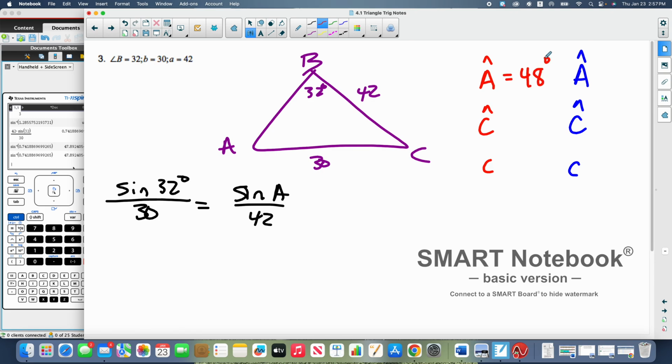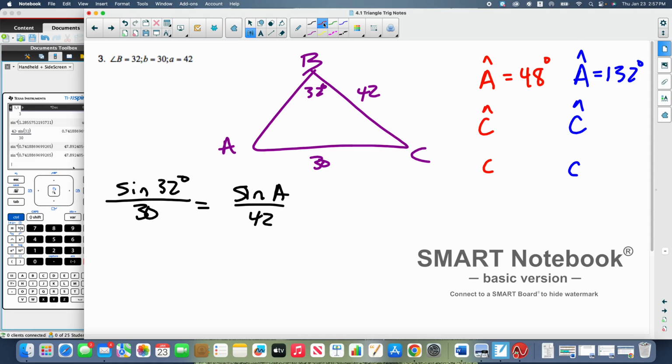Now, since I did the sine of it, it's got two potential answers. What is the other potential answer? If it's 48 in the first quadrant, it is 132, because they add up to be 180. They're supplements. So 132 is the other possible angle. Everybody okay with how I found it? And that's because we're doing the inverse sine.